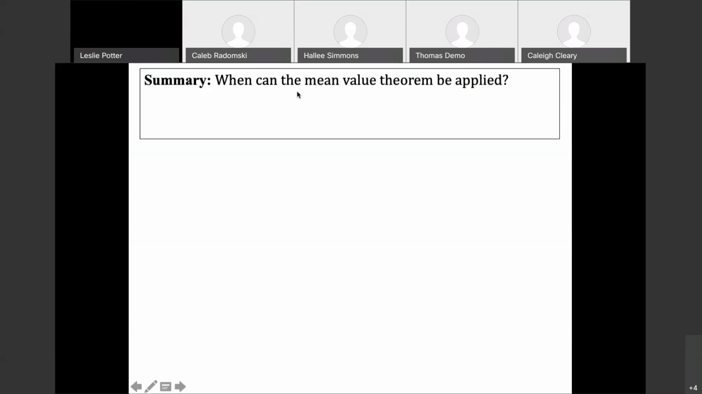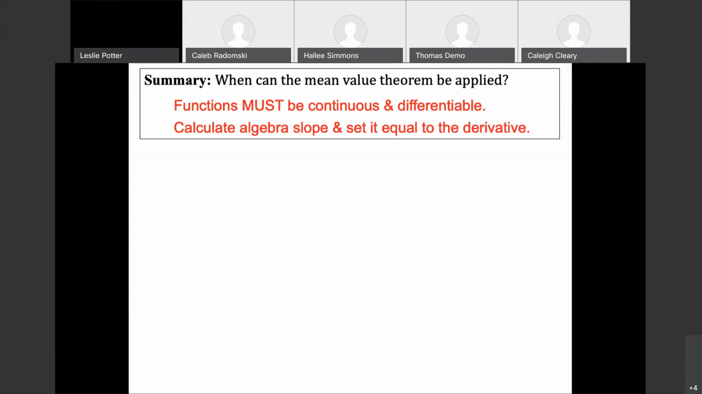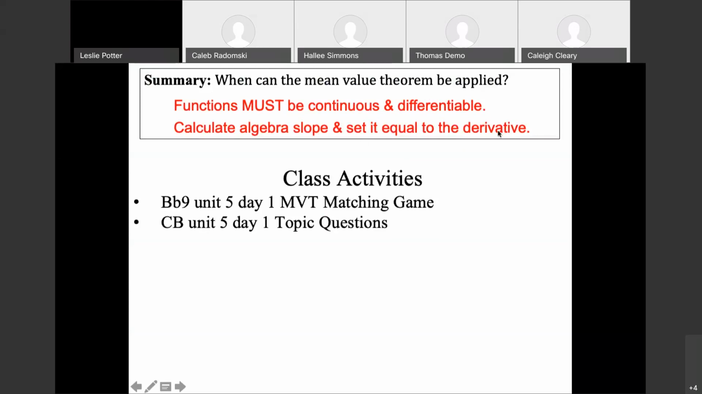So when can we apply the mean value theorem? What are my two criteria? Yep, continuous on the closed interval, differentiable on the open. And then if it can be applied, if we have continuous on the closed and differentiable on the open, then we can calculate the algebra slope and set it equal to the derivative. And that's what the mean value theorem says.